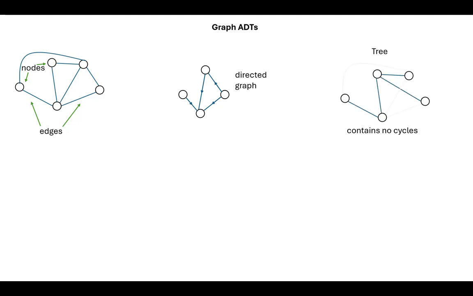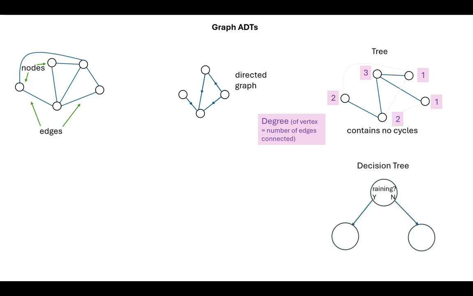In other words, it is acyclic. We'll talk in another video about minimum spanning trees, which aim to connect all vertices using minimal edges. A tree larger than one node will have at least two leaf nodes, i.e. nodes with a degree of 1, where the degree of the vertex means the number of edges connected to it. A special kind of tree is a decision tree. We'll cover these in another video.